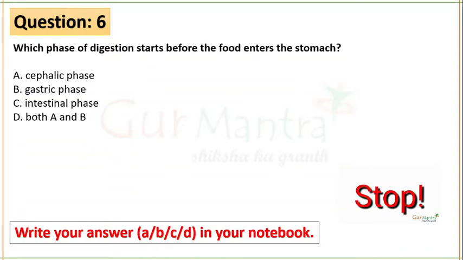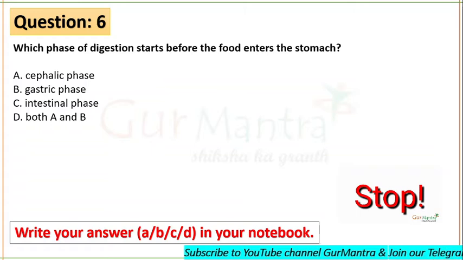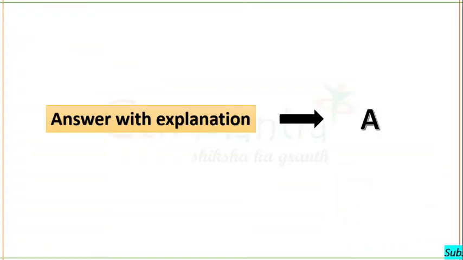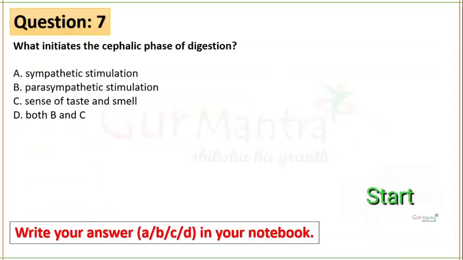Which phase of digestion starts before the food enters the stomach? There are three main phases. The first one is the cephalic phase, then the gastric phase, and the intestinal phase. So the right answer is A here. It's the cephalic phase. Next question on your screens.